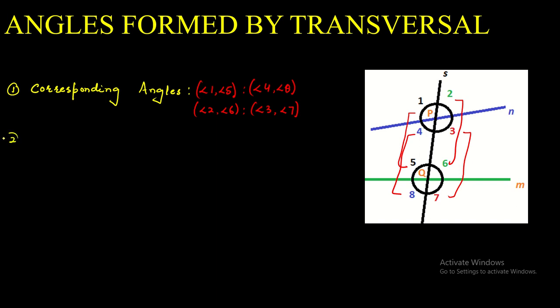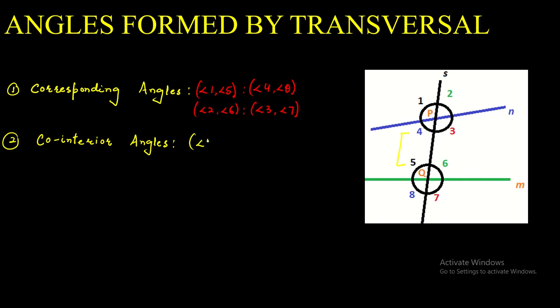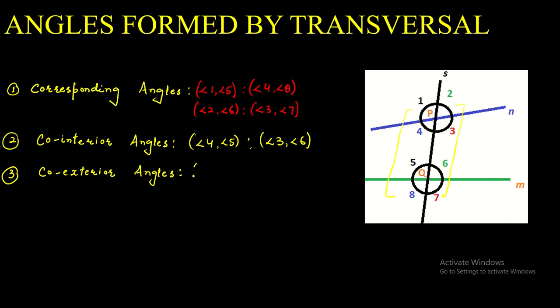The other pair that we saw was co-interior angles. These are again lying on the same side of the transversal with different vertices and both lying in the interior. So we have angle 4, angle 5, and on the other side it's angle 3, angle 6. And one more pair that we saw was co-exterior angles. It's again lying on the same side of the transversal with different vertices, but this time both lying in the exterior. So we have the two pairs as angle 1, angle 8, and on the other side it is angle 2, angle 7. So these are different pairs of angles that lie on the same side of the transversal.